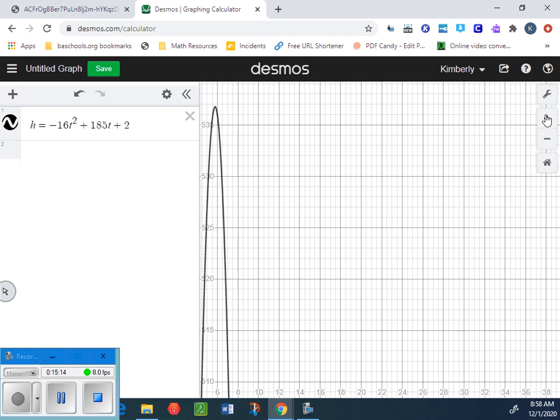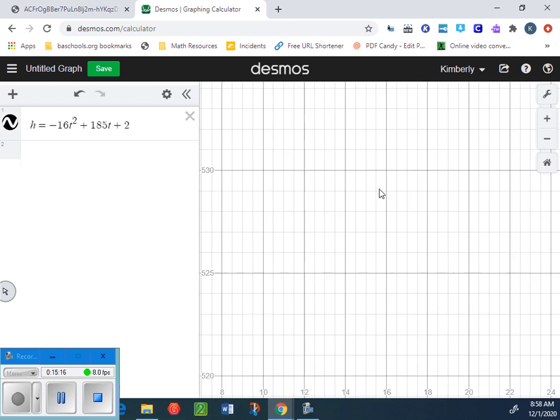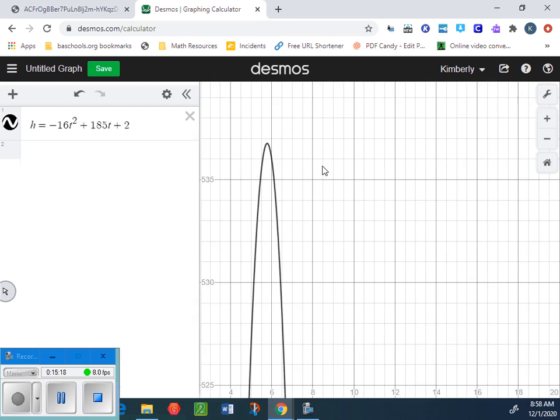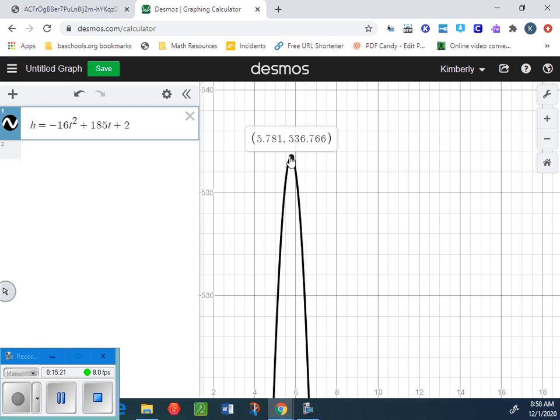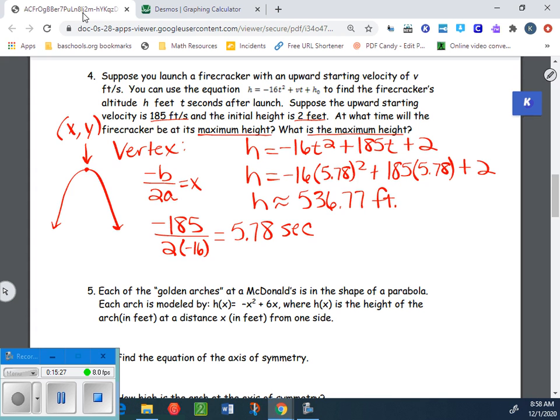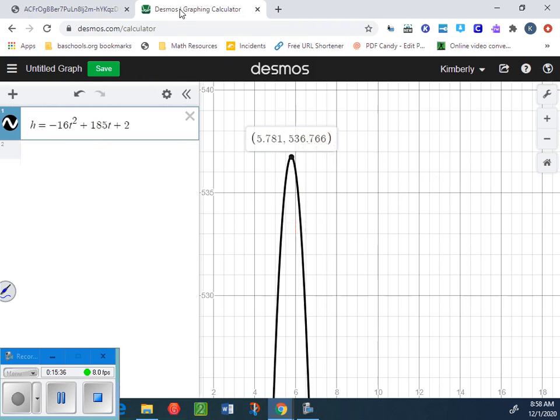Hopefully it'll be the same answer as we have on our paper. So 5.781 and 536. Let's check out what we did. 5.78, yes, I agree. And 536.77, so let's check that. 536.77 and 5.78. We did awesome. So Desmos is very helpful, but it wasn't too hard to find otherwise.